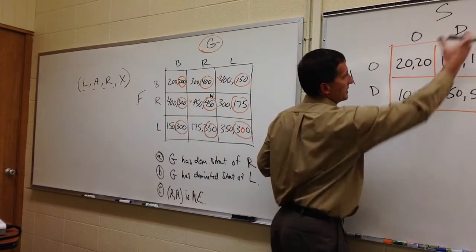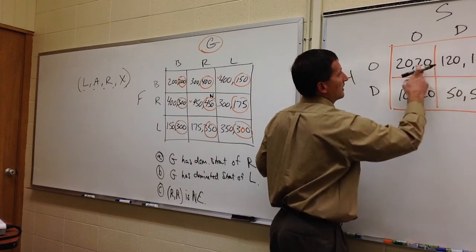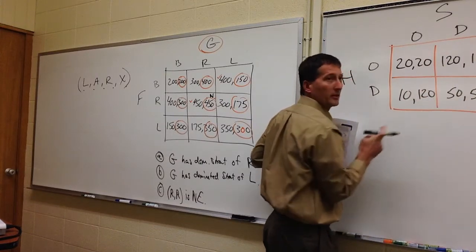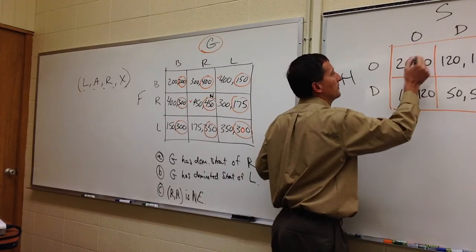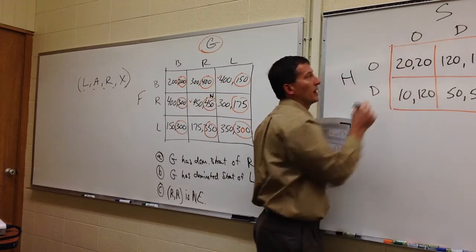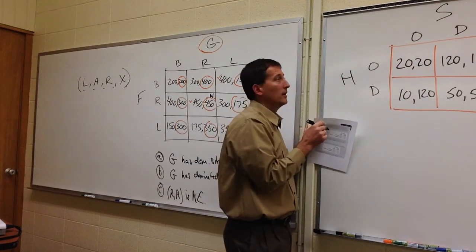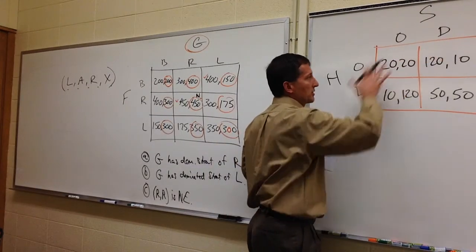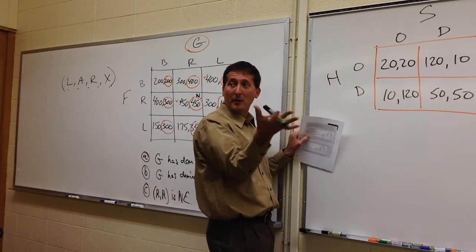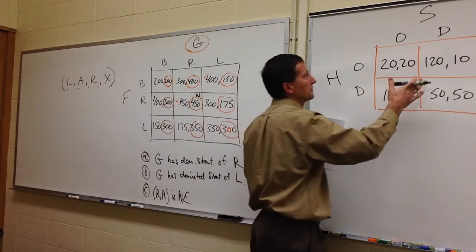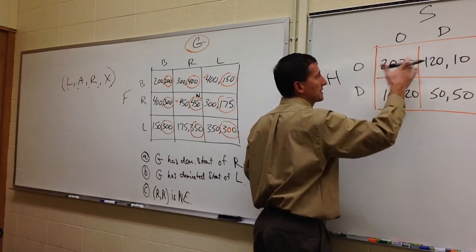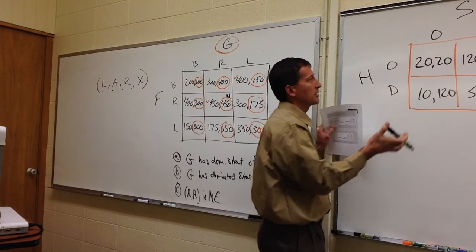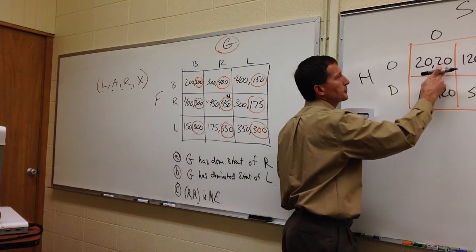Suzuki, focusing on the columns, 20 is greater than 10, 120 is greater than 50, boom, boom. We got a dominant strategy of offer for both. Is it a Nash? Well, it's going to be a Nash, but let's just kind of pretend that we didn't know that. But I would always start off with dominant strategies. And as Taylor pointed out, if that's dominant, then the dominated strategy is the other one.